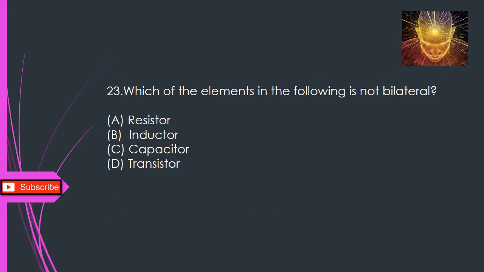Which of the elements in the following is not bilateral? A. Resistor. B. Inductor. C. Capacitor. D. Transistor. Correct option is D. Transistor is not bilateral.